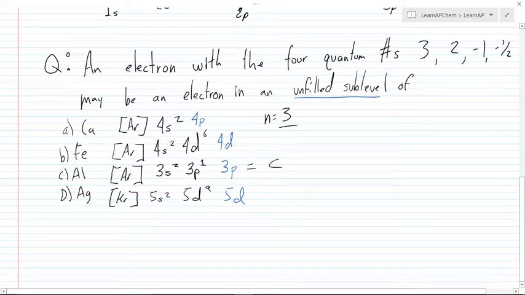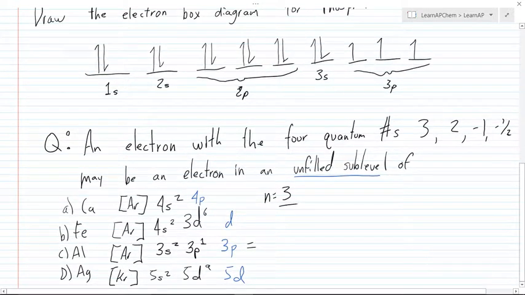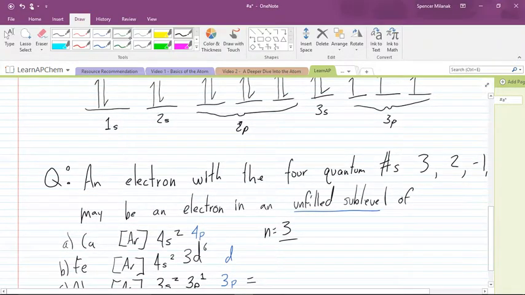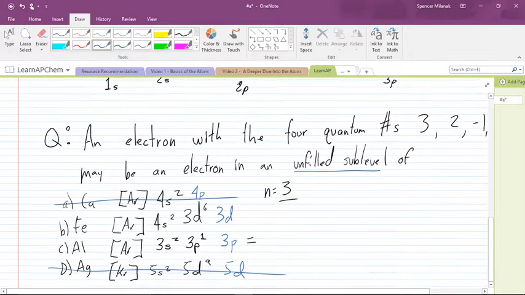Let's see. 3d6. Oh, I'm sorry. Good call. 3d6 for iron. You're right. I was going to say that looked wrong. Okay. Thank you for pointing that out. So, 3d. I can eliminate these two because they don't have n equals 3.